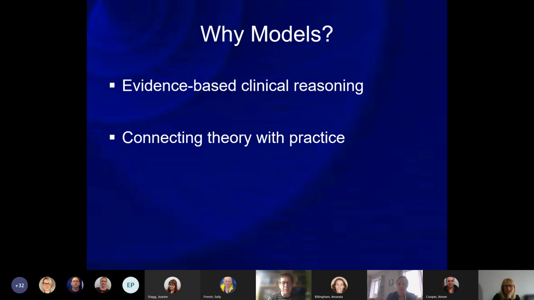Secondly, a good model will help us connect theory with practice. Models usually give us assessment tools that can be used in practice. And by using a tried and tested assessment with an underpinning framework, you can be confident that you've covered everything and that you're in the best position possible to be able to help an individual.